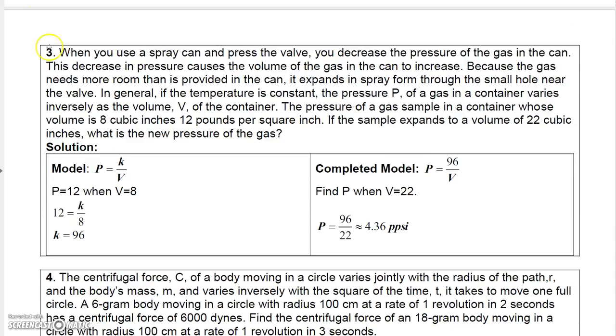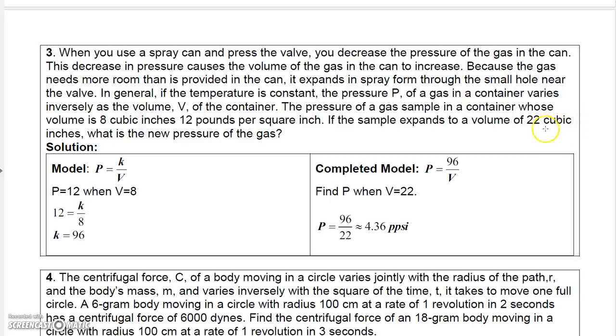Okay, let's take a look at a more complicated one. When you use a spray can and press the valve, you decrease the pressure of the gas in the can. This decrease in pressure causes the volume of the gas in the can to increase. Because the gas needs more room than is provided in the can, it expands in spray form through the small hole near the valve. In general, if the temperature is constant, the pressure P of a gas in a container varies inversely as volume V.